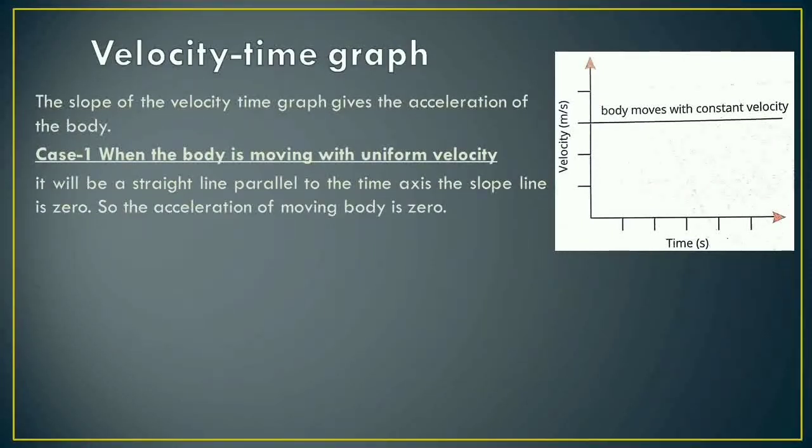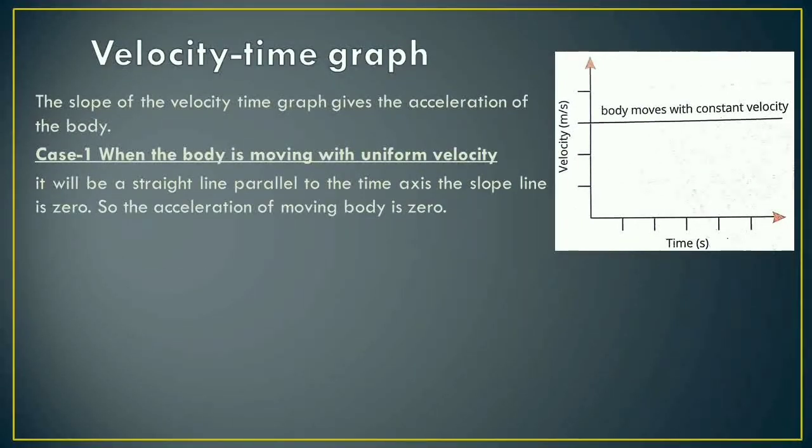Therefore, the acceleration of a body moving with constant or uniform velocity is 0, because acceleration is the change in velocity, but here the body is moving with constant or uniform velocity. There is no change in the velocity. That means here acceleration will be 0. So in a velocity time graph, when the body is moving with uniform velocity, acceleration will be 0.